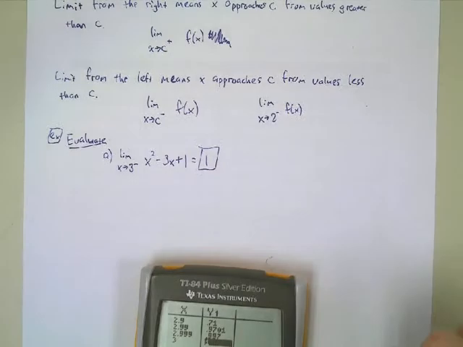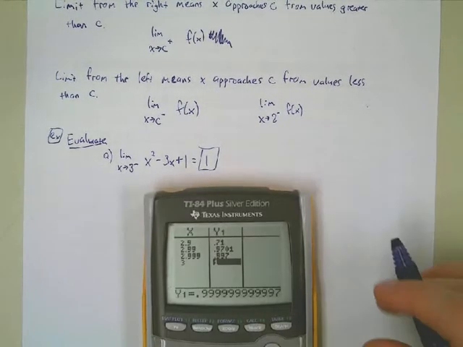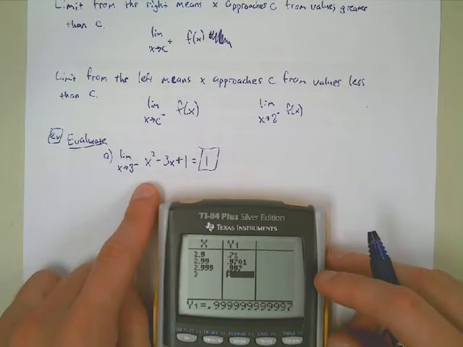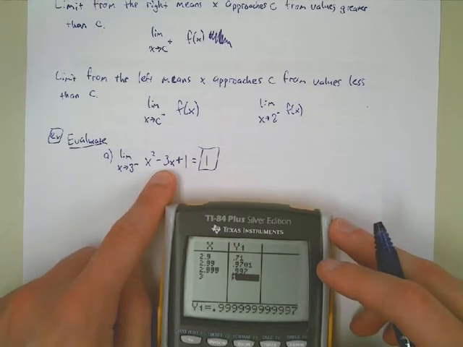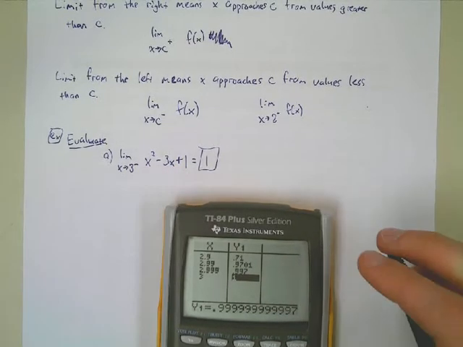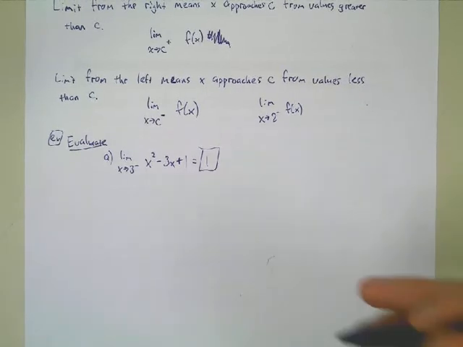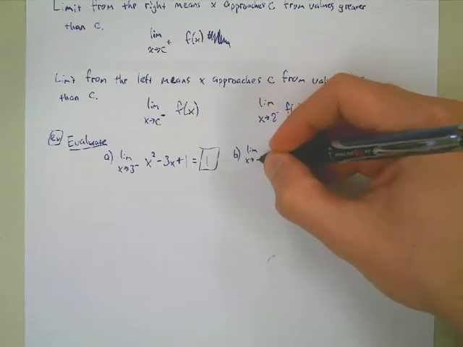Now what other option do we have besides using our graphing calculator? We could have graphed it and checked it that way. We also could just direct substitute, right? 3 squared is 9, minus 3 times 3 is 9, so 9 minus 9 is 0, plus 1 is 1. I don't know if you've gotten there yet, but really, what's the difference? Well, we're working our way there. We'll get there, but there will be a difference. All right, next one.